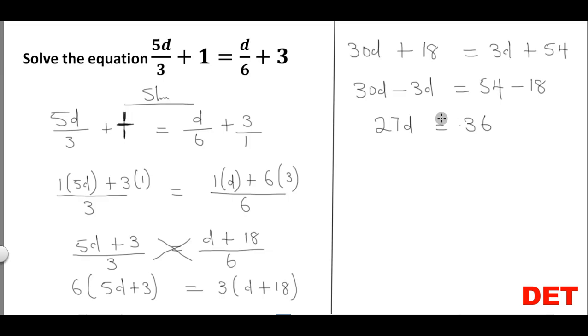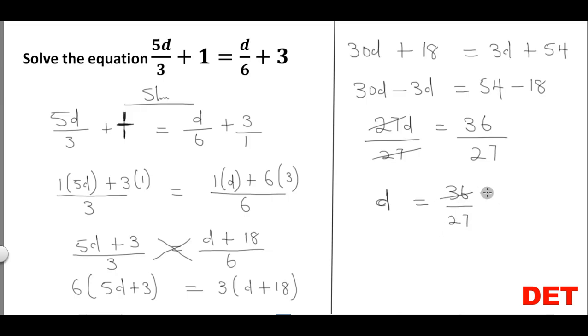Alright, so the next thing I'm going to do is to divide both sides of the equation by the coefficient of d, which is 27. So this is divided by 27, divided by 27, so that this 27 will cancel out this 27, and that will make the d stand alone. So my d will be equal to 36 over 27.